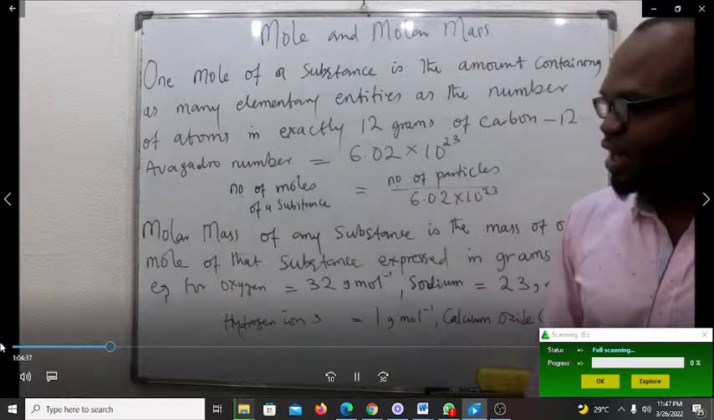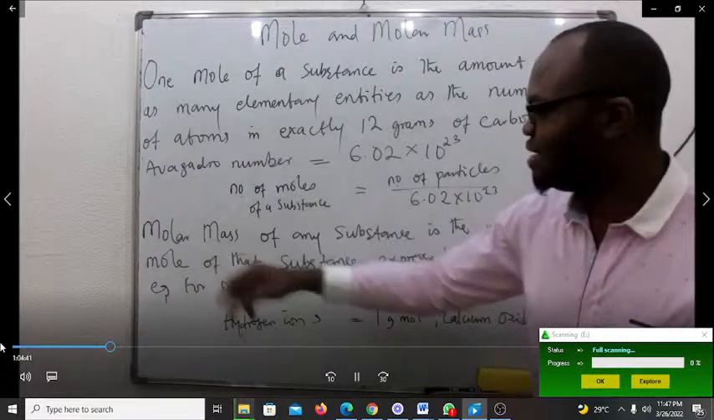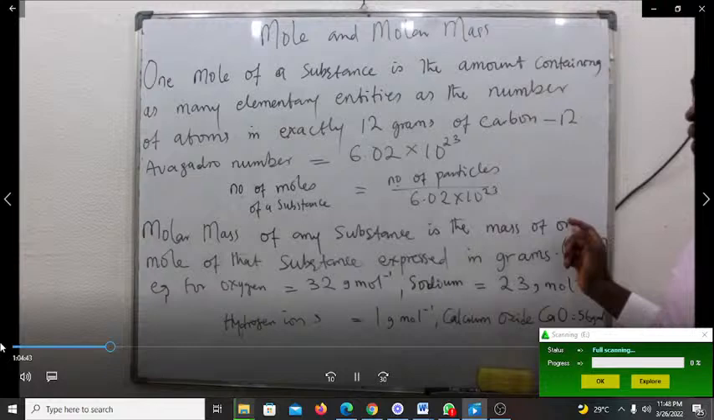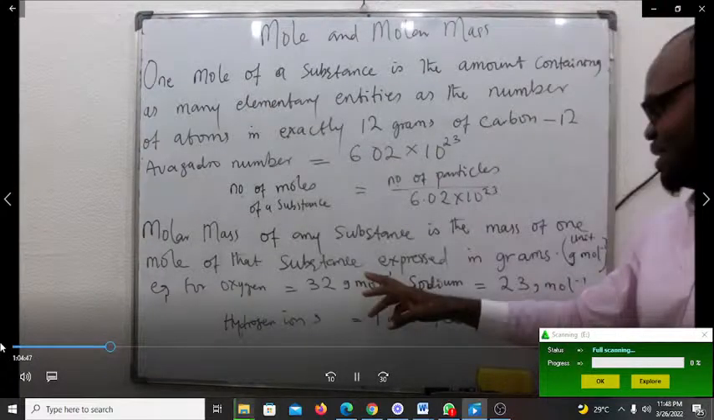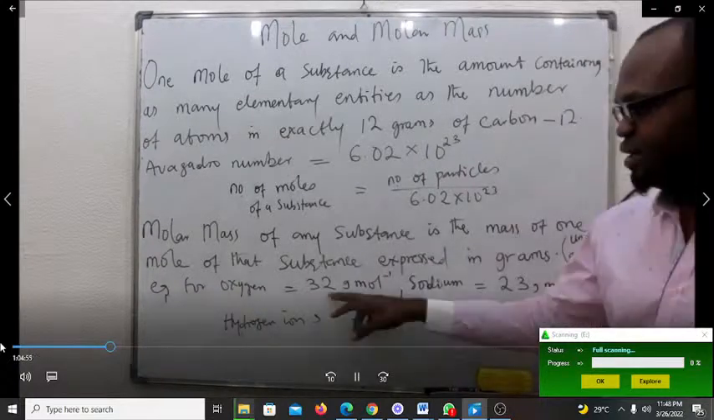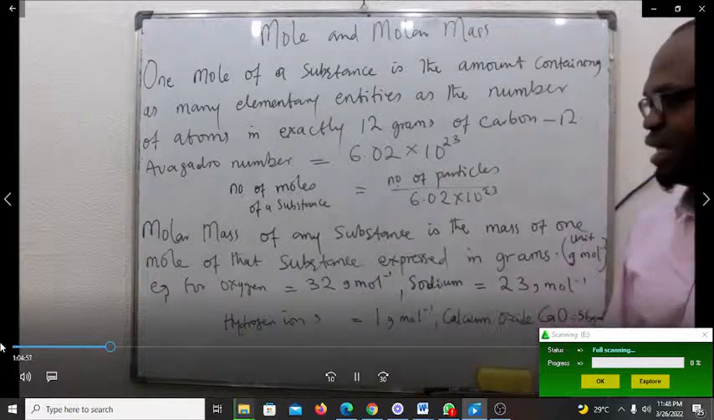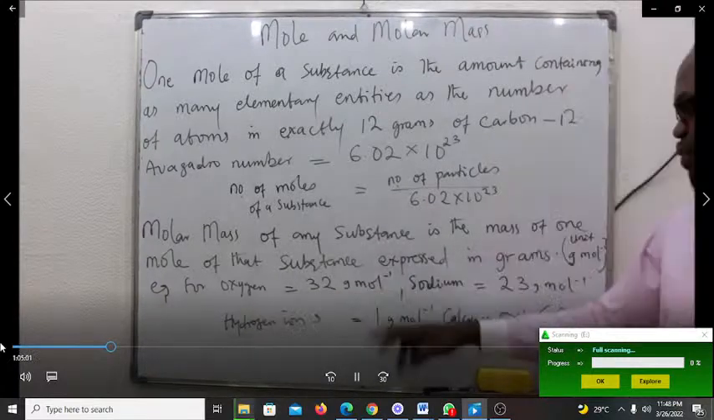Now let's look at the molar mass of any substance. What is molar mass? Molar mass is simply the mass of 1 mole of that substance expressed in gram. The oxygen molecule is 32 grams per mole.